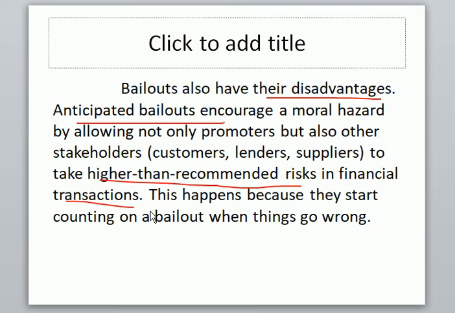If government starts giving bailouts, it will be a moral hazard on the promoters. They may start taking more and more risk also. This happens because they start counting on a bailout when things go wrong. The moment they feel that they may not survive in the near future, they start thinking that a bailout will happen from the government. That kind of perception will build up in the total administrative system of the company, and it will lead to a moral hazard.